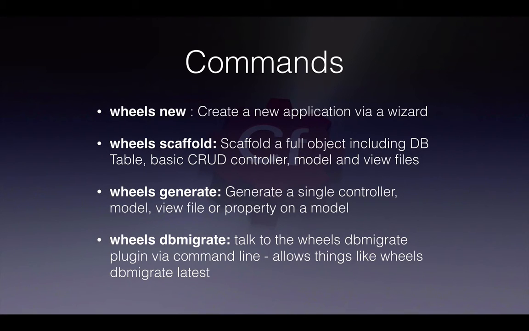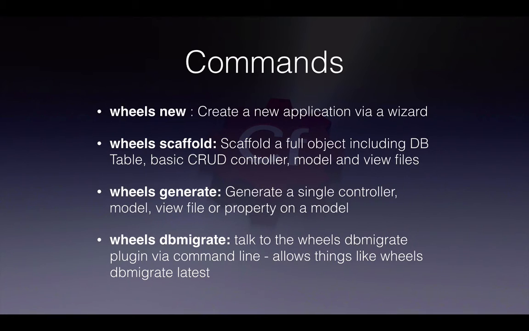Wheels Generate allows you to just create a single part of that, so the single controller or just the model file or whatever. The scaffolding command actually uses the generate command under the hood. Wheels DB Migrate allows the command line interface to talk to the DB Migrate plugin, which we install by default when we do a Wheels New command, and it basically allows you to move your database schema around a bit and move it up or down depending on what you've done.